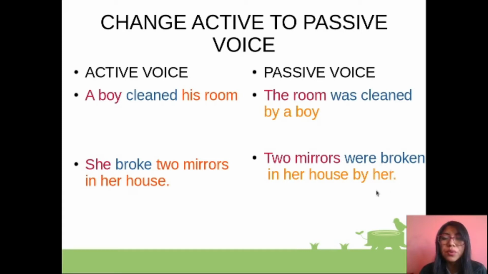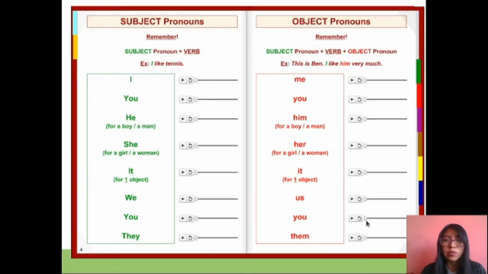In order to put who makes the action, you are going to use object pronouns. That list. Okay? It means that I belongs to me, you belongs to you, he belongs to him, she belongs to her, it belongs to it, we belong to us, you belong to you, they belong to them. Okay? That list we are going to use in order to make passive voice. Okay?